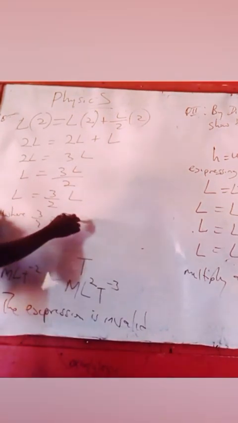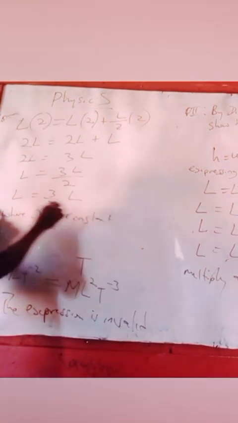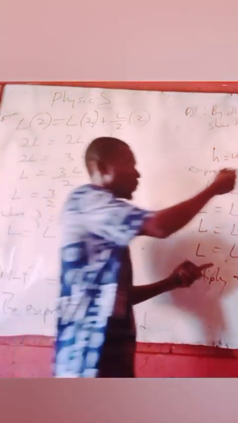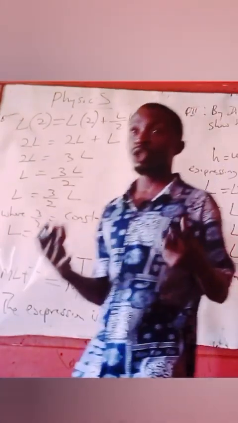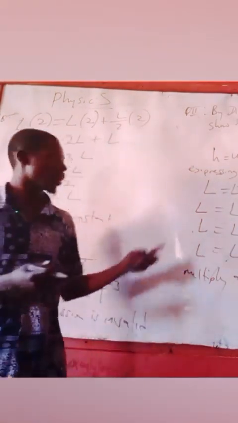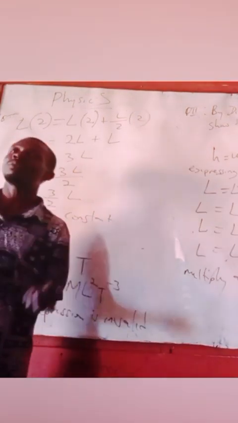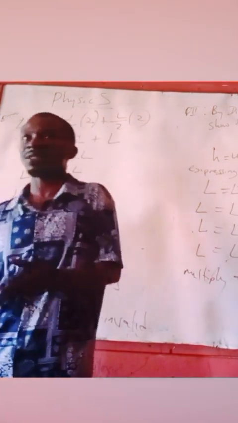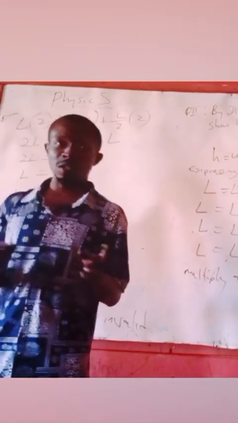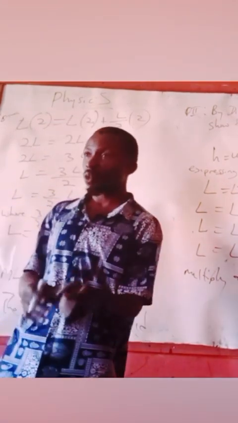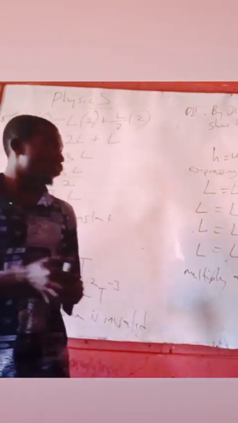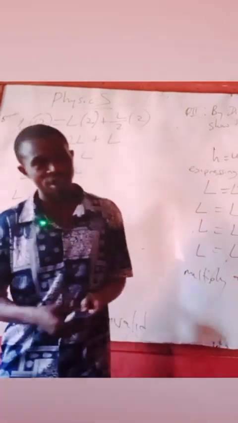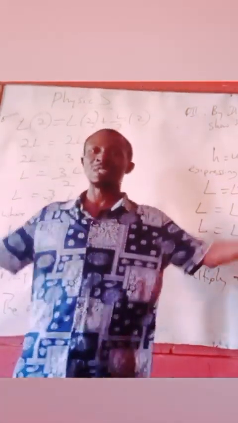So, since 3 over 2 is a constant, we can now say that L is equal to L. Hence, the expression is what? Valid. It is valid because the left-hand side is dimensionally equal to the right-hand side of the equation. Provided that the left-hand side of the equation is dimensionally equal to the right-hand side, the expression is dimensionally correct.